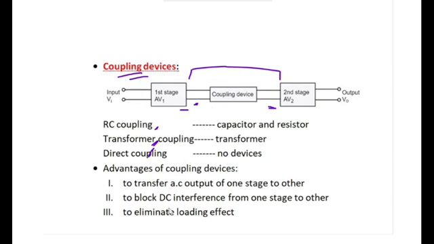The advantage of this is to transfer the AC output of one stage to another. Only the AC signal which is amplified at this stage is transferred to the second stage. For that purpose, we require coupling devices, and to block DC interference from one stage to another stage.